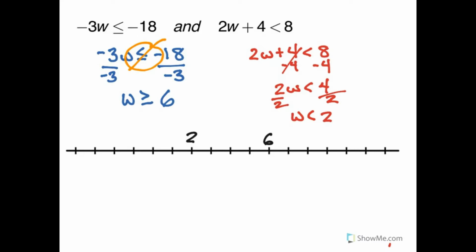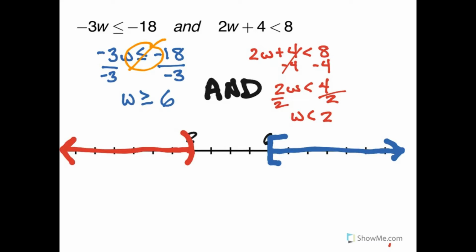To graph the inequality w is greater than or equal to 6, I make a square bracket to include 6 and shade the numbers greater than 6. To graph the inequality w is less than 2, I make a parenthesis so as not to include 2 and shade the numbers less than 2.